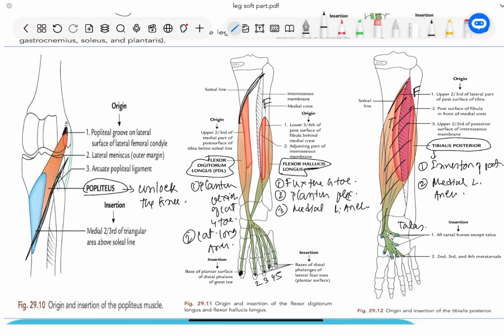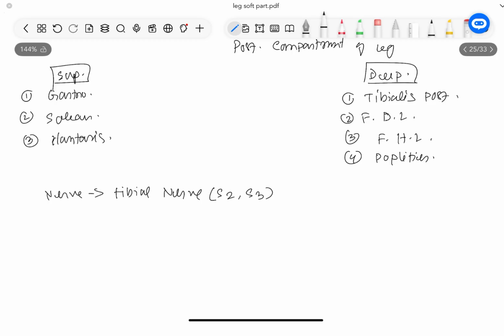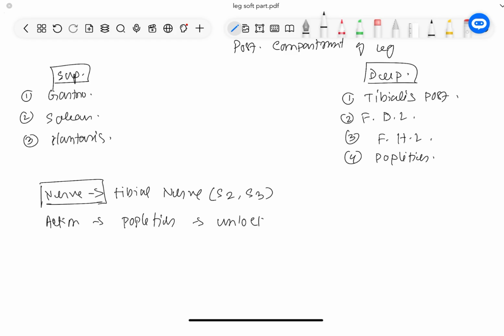So that's all about the deep muscles of the posterior compartment of the leg. As we said, the posterior compartment muscles are mainly supplied by the tibial nerve, its different root values. If we think about the action, popliteus is doing unlocking. Other than this, maximum muscles have a common function. What is their common function? The posterior compartment muscles help to do plantar flexion. Maximum muscles function is to do plantar flexion.